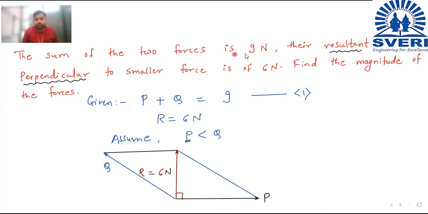The sum of the two forces is 9 Newton. So I have written here P plus Q is equal to 9 Newton. The resultant is 6 Newton. The condition they have told us is that the resultant is perpendicular to the smaller force. Out of P and Q, I don't know who is smaller and who is greater. So I have assumed that P is smaller. You can also assume Q is smaller, and then instead of P you write Q, and instead of Q you write P. Whatever you want, you can assume. So here I have assumed P is less than Q.